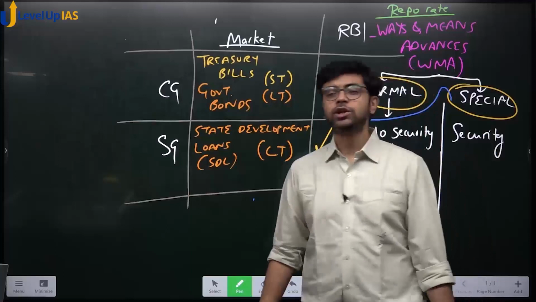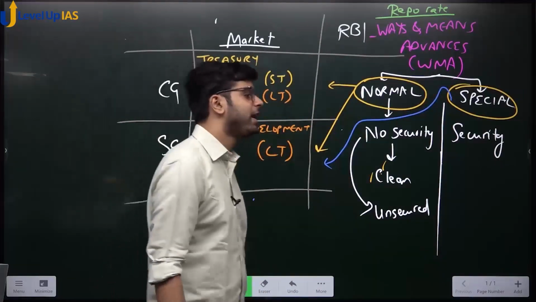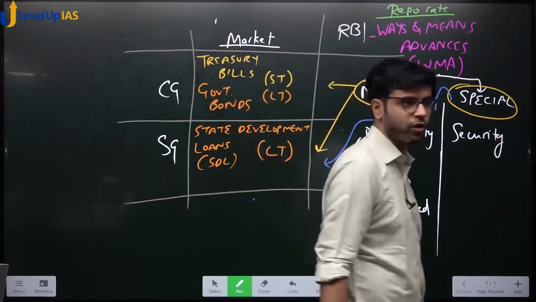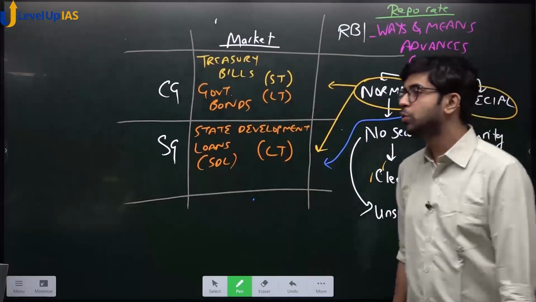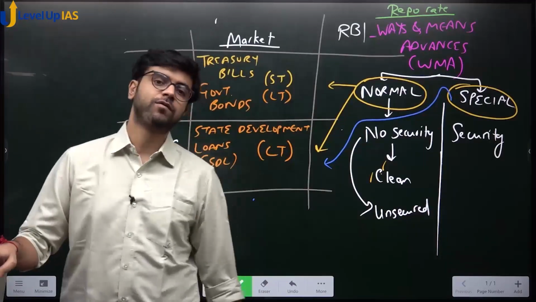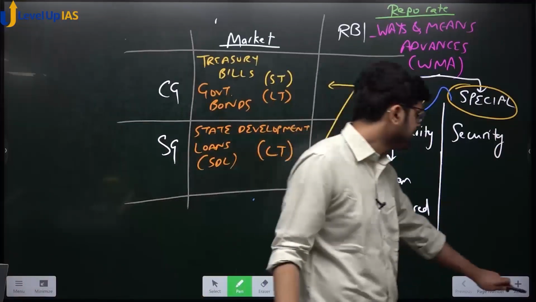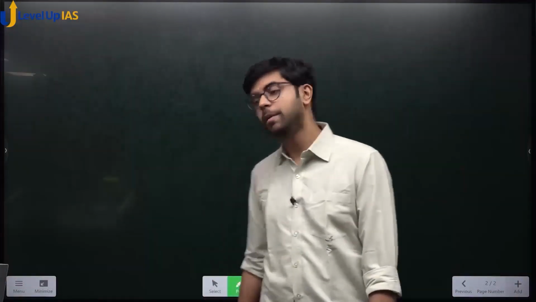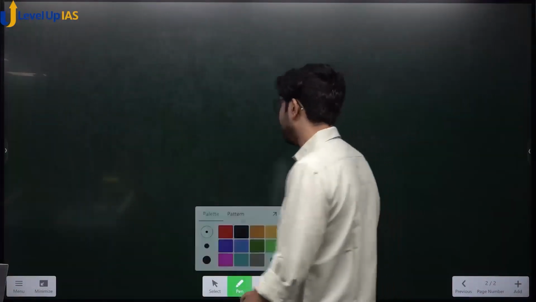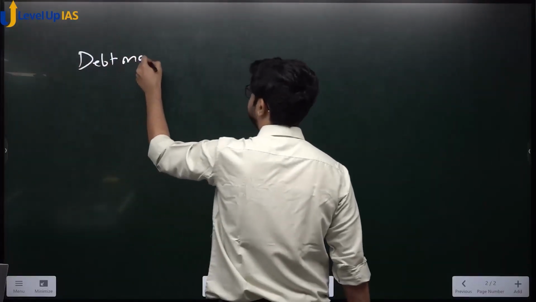Okay. Who is the agent of government? RBI. RBI is the agent of government. Who borrows money to finance the fiscal deficit? Government. Government borrows money. Okay. Who do you think helps the government borrow money from the market? RBI. RBI also helps. RBI acts as the debt manager of the government. Always remember, RBI acts as the debt manager of the government. Debt manager of the government.